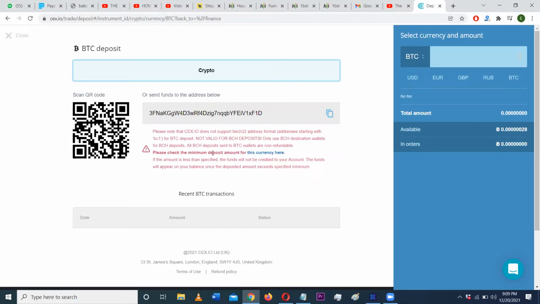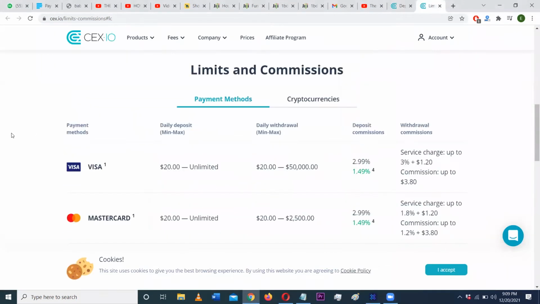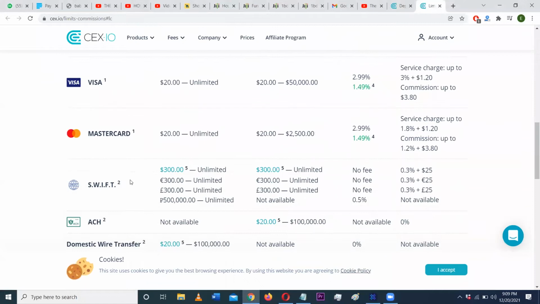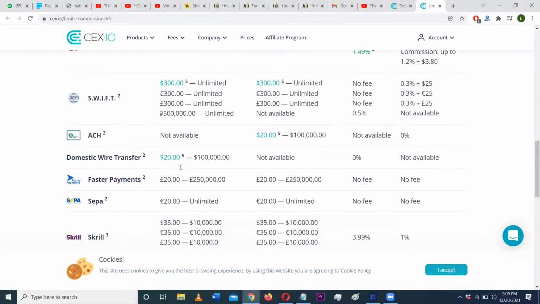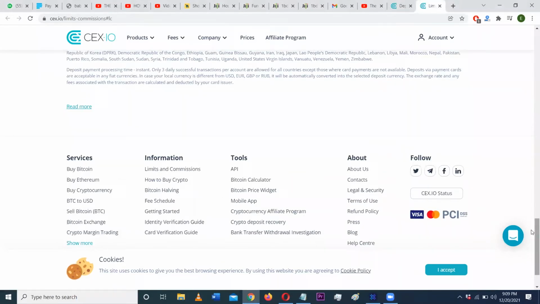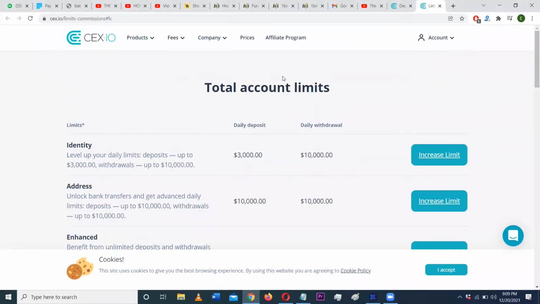Also, they are giving me a warning, right? Please check the minimum deposit amount for this currency. A lot of exchanges and wallets have a minimum deposit amount, so I'm checking the limit. If you want to deposit money using Visa, the minimum you can deposit is $20. For Mastercard, it's $20. If you want to use Swift, it's $300. And you can see all the various deposits here. Cryptocurrencies as well have their limits, so you should probably check that, because if you deposit anything lower than that, it won't show up.